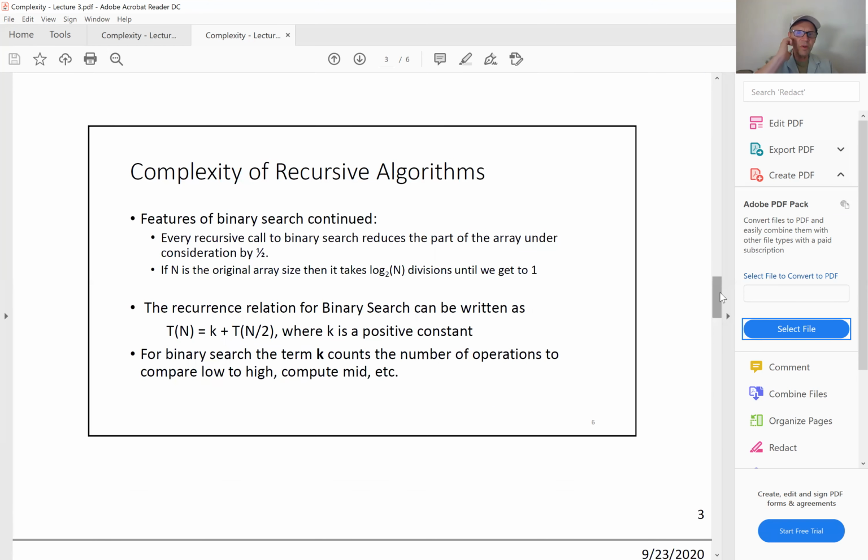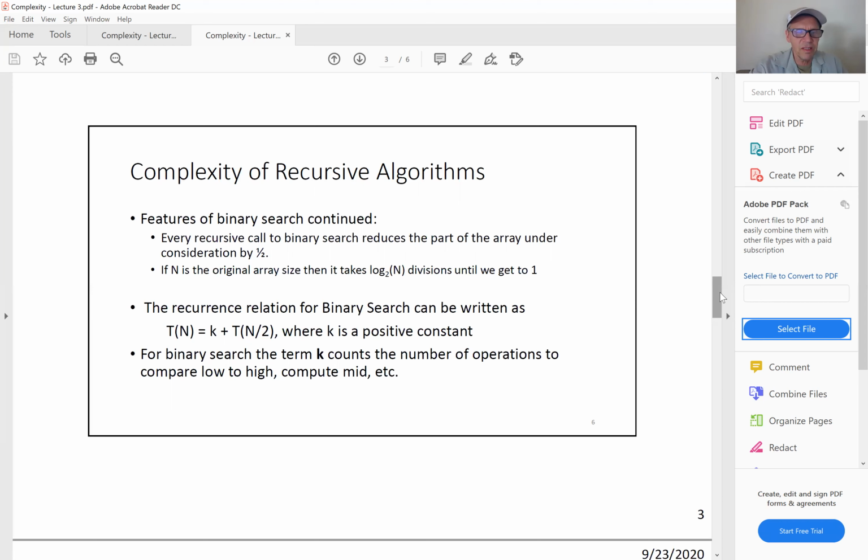Okay, and so what does each recursive call do to binary search? It reduces the part of the array under consideration in half. And that's what we did in those problems. If the element that we're searching for is greater than array of mid, we stop looking to the left of mid. And if the key that we're looking for is less than array of mid, then we're done with the right side of the array. So each time we call binary search, the number of elements under consideration is being cut in half. And so this is how we get this recurrence relation.